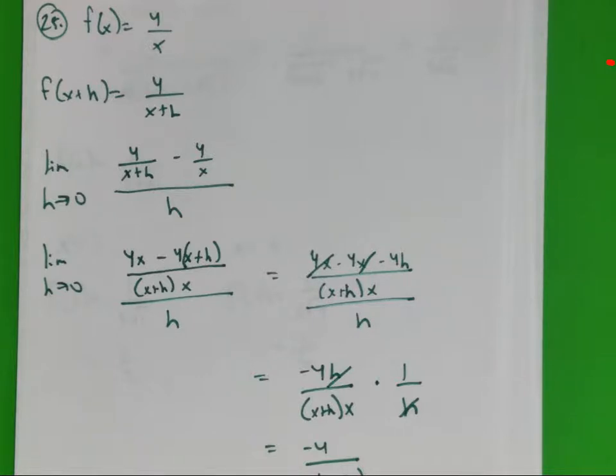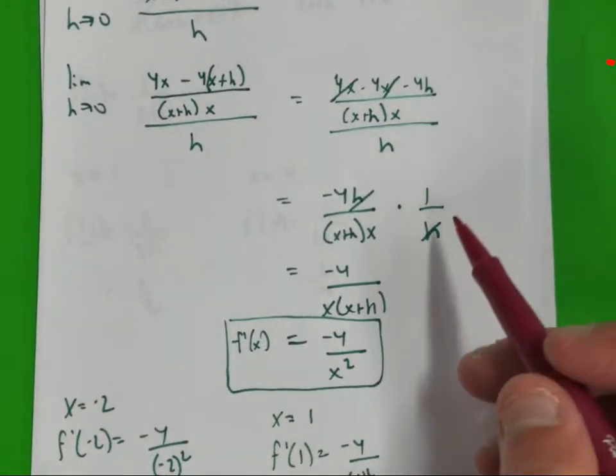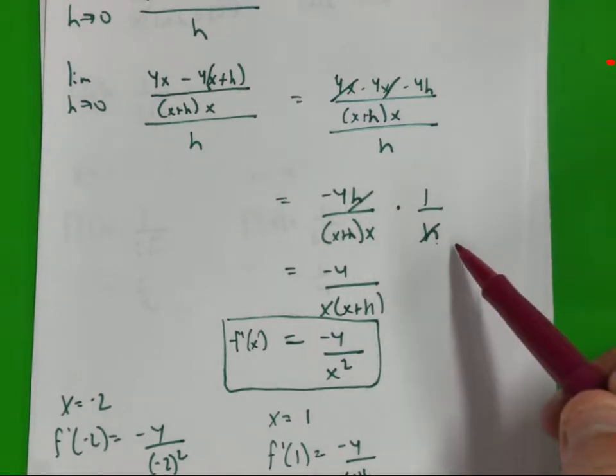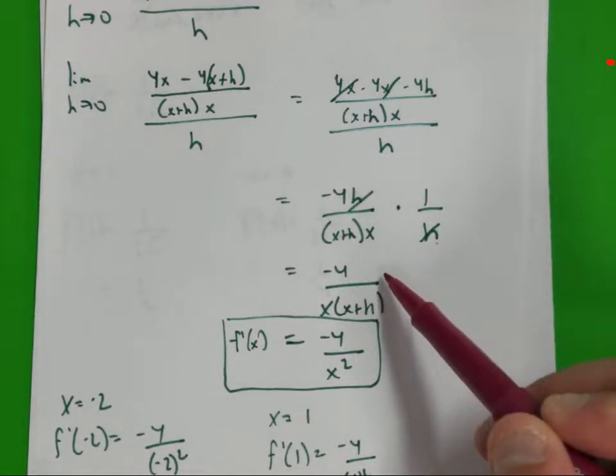What was this missing over here? An x. So I multiply the numerator by x. That's 4x. Over here it's missing an x plus h, so I'm going to multiply the numerator by that. That equals 4x minus 4h over this, over that. The x's cancel out. Negative 4h over x plus h times x. I'm going to rewrite it. Divided by h is times 1 over h. Those h's cancel out. Negative 4 times 1 is negative 4.